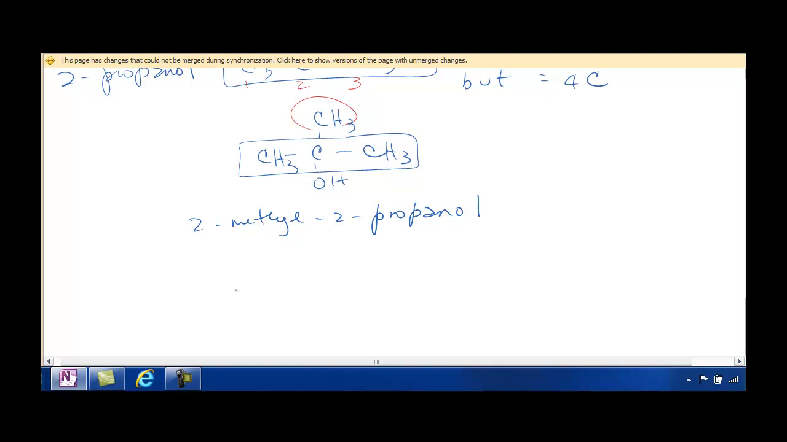Okay? Name this guy right here. 1, 2, 3, 4, 5. Name this guy, and I'm stripping them of the hydrogens. Okay, so we're naming alcohols.